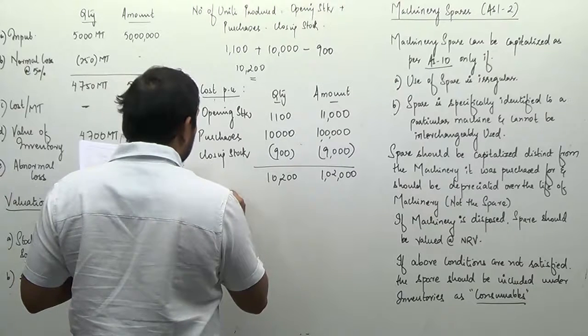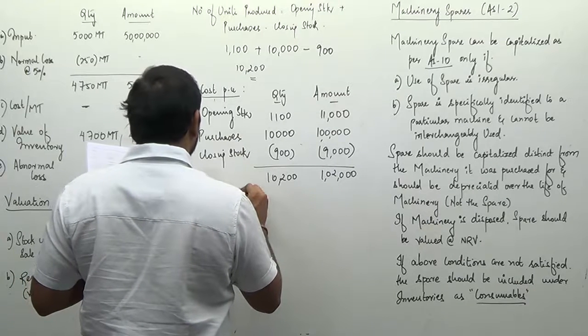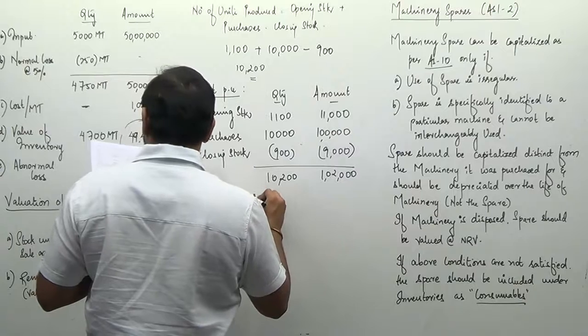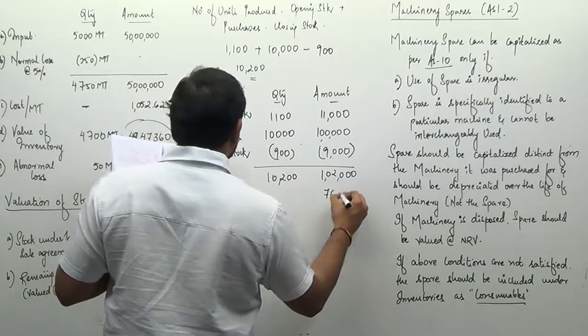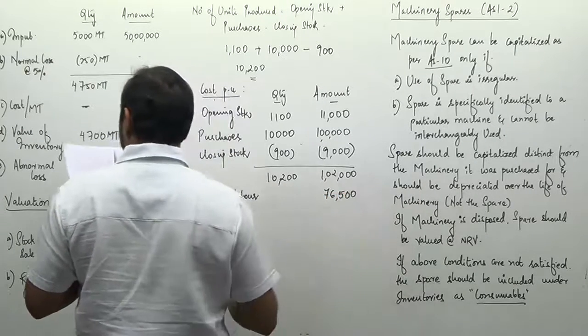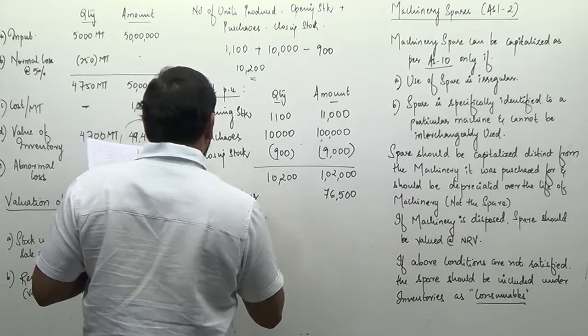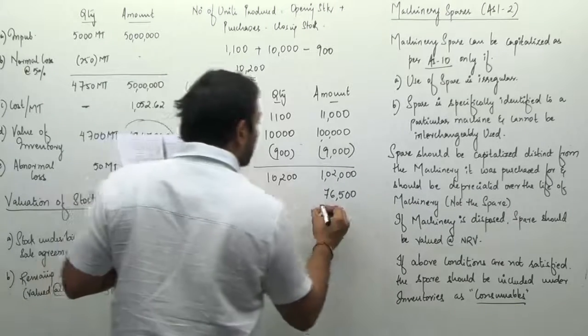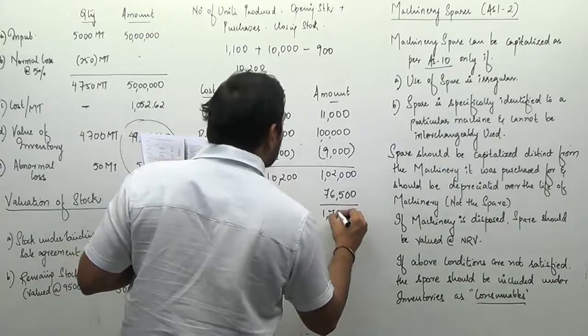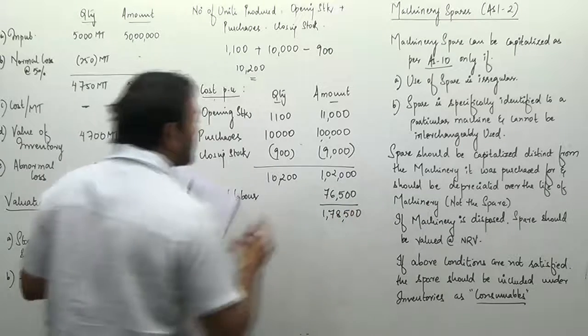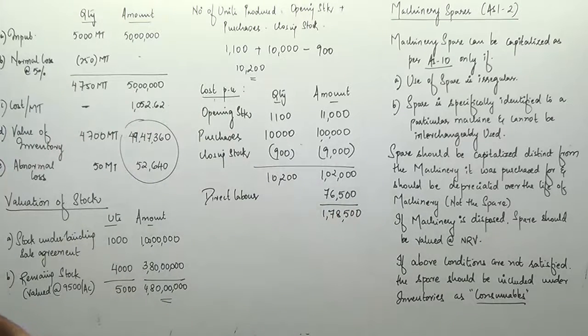Now we have to add direct labor. $76,500 direct labor. This is the direct cost so far. 1,78,500 is the direct cost. Fixed overheads I can't add easily because fixed overheads should be absorbed on the basis of production, normal production. So the total cost is 1,78,000.